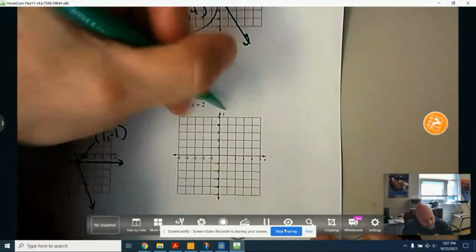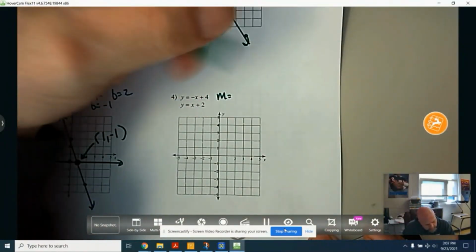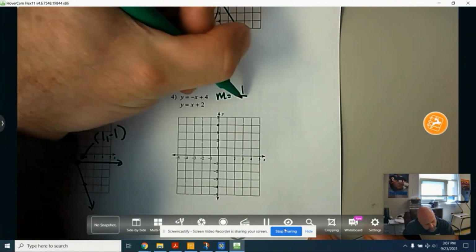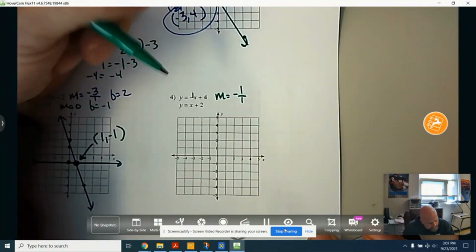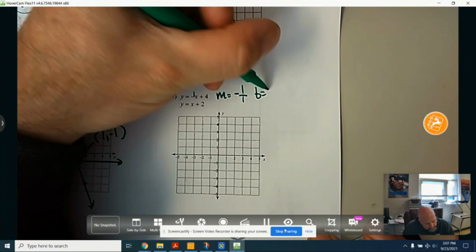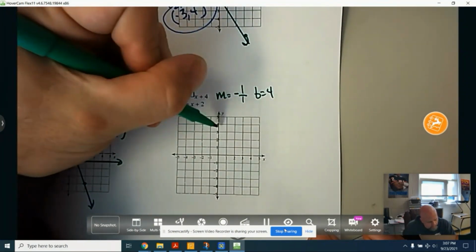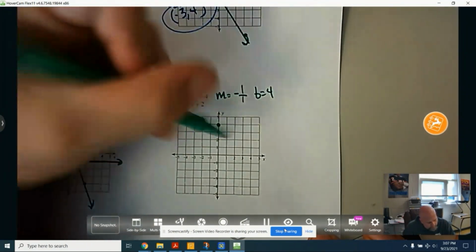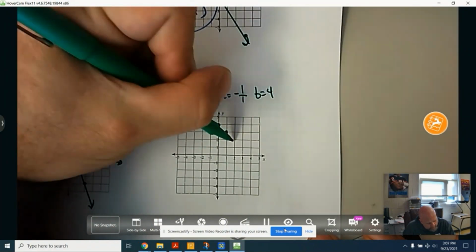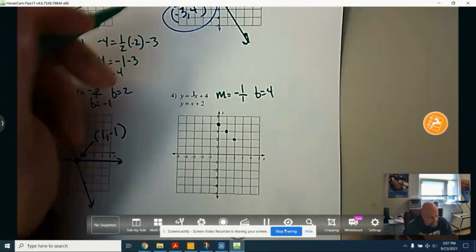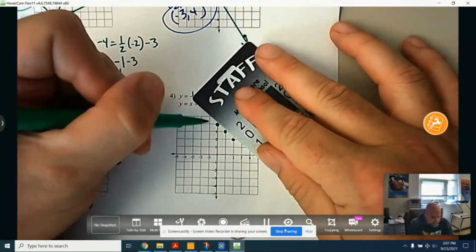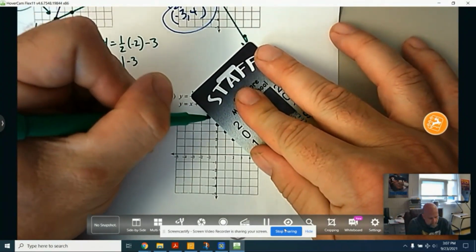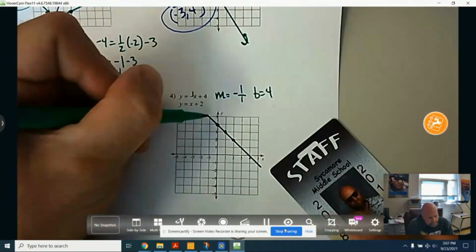Okay, number 4. m is going to be -1/1, because that's like a -1x. My b is 4. So start at 4, and go down 1, to the right 1, down 1, to the right 1, and repeat. Then use your straight edge to connect. There's the first line.